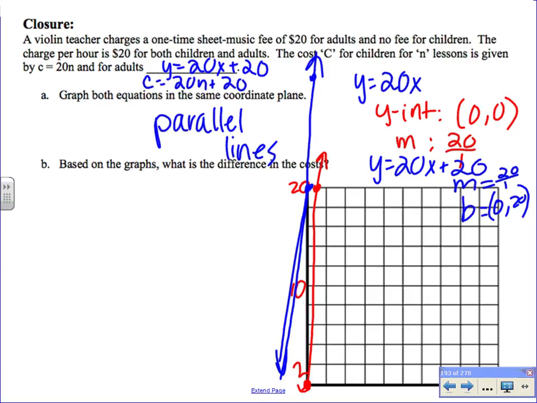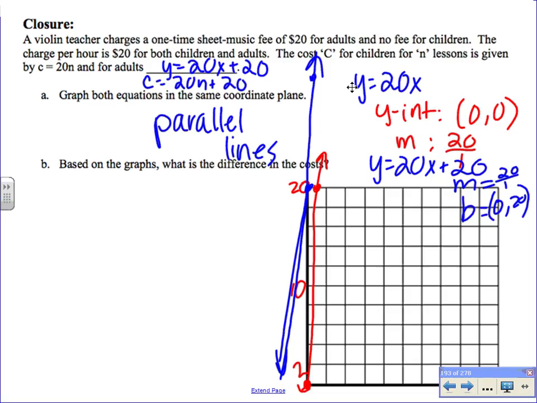Okay. So based on the graphs, what's the difference in the cost? Same slope, a different y-intercept. So relate that back to what this means in this scenario. Kevin? 20 what? What does that mean? In this scenario, $20. Okay, what about $20? The difference is $20. You're right. Oh, yay. Abigail?